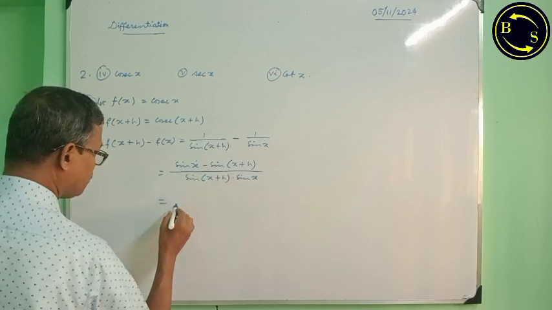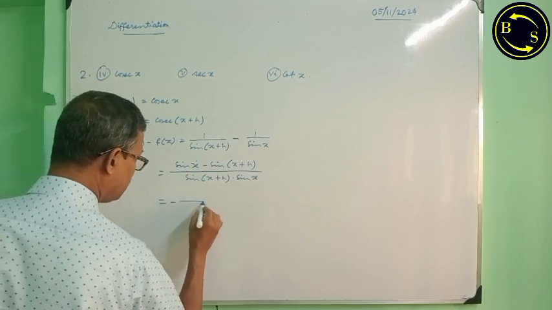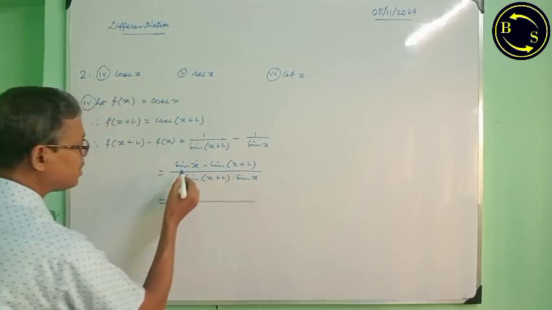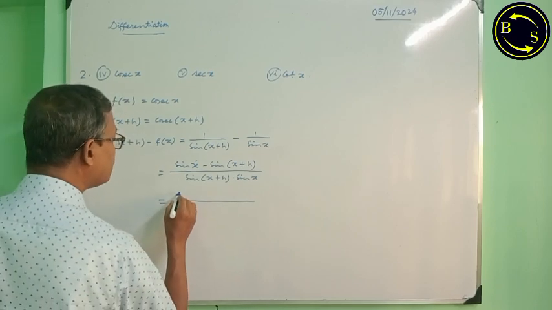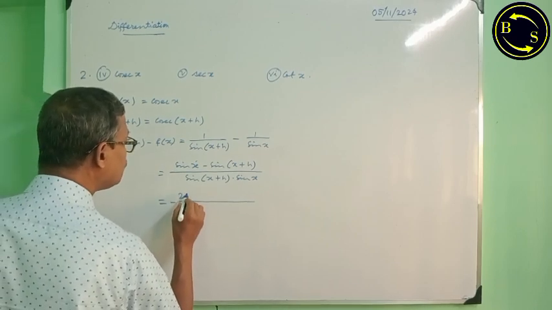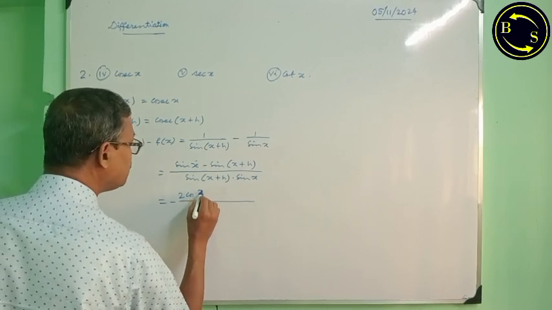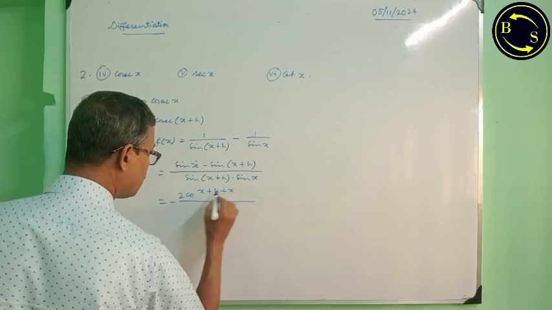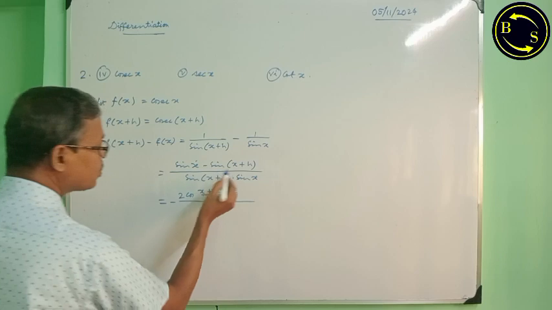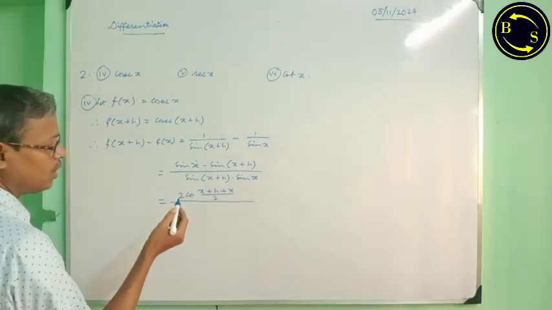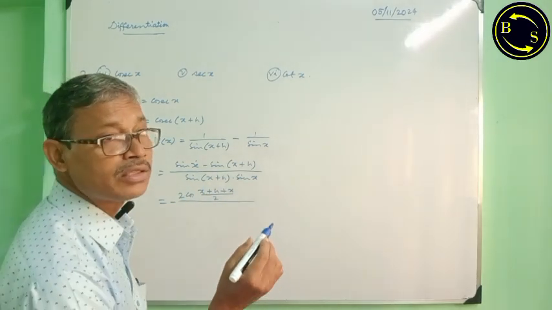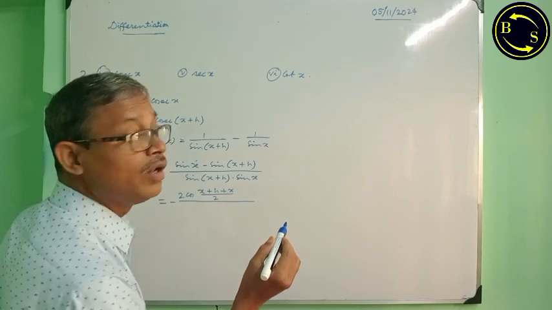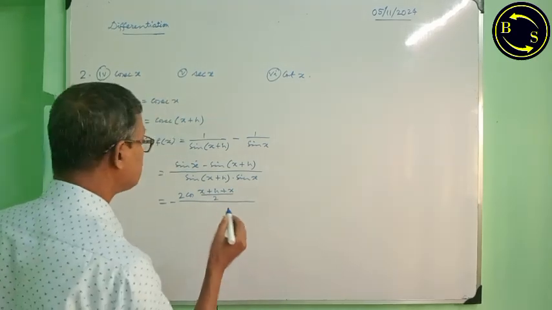Now if I take the minus sign outside, sine of x plus h minus sine x, that means 2 cosine of (x plus h plus x) by 2, since sin c minus sin d is of the form 2 cosine of (c plus d) by 2 into sin of (c minus d) by 2.